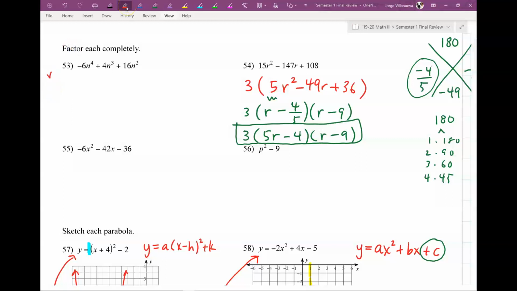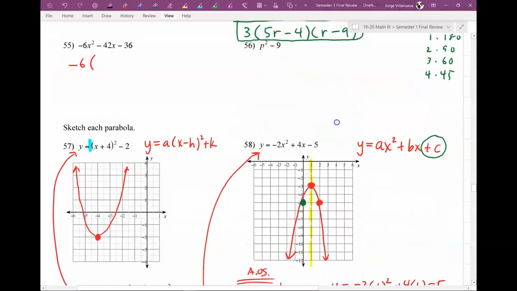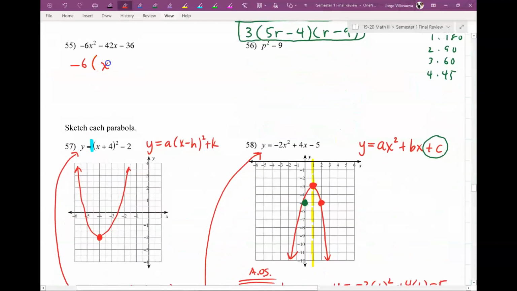So again, watch the videos online, guys, because that probably has those numbers that are missing right now. You'll notice that I can factor out a -6 from this problem. So let me move it up here. So that means I get x squared plus 7x plus 6.